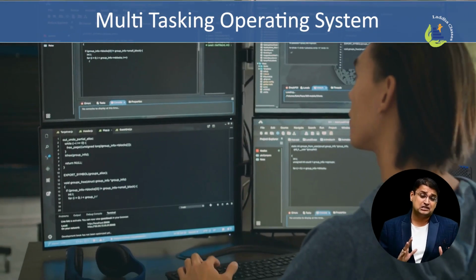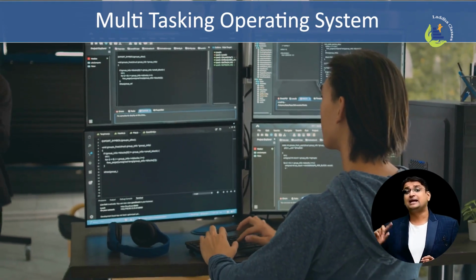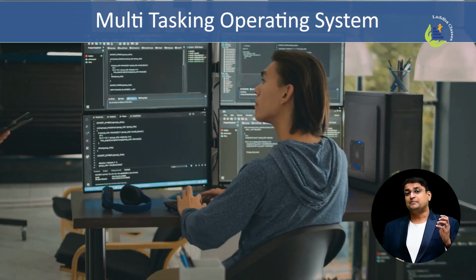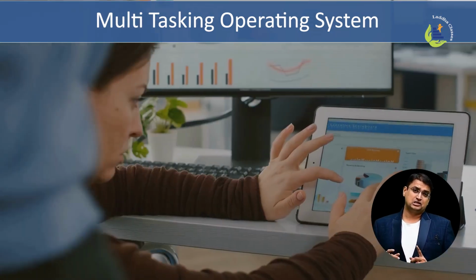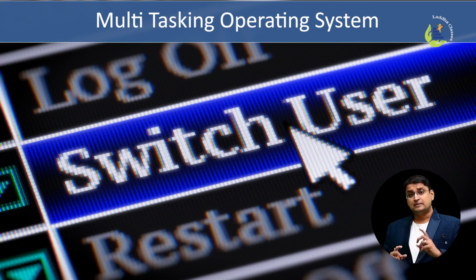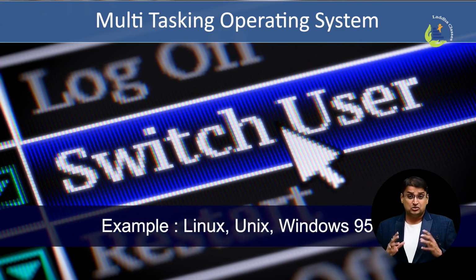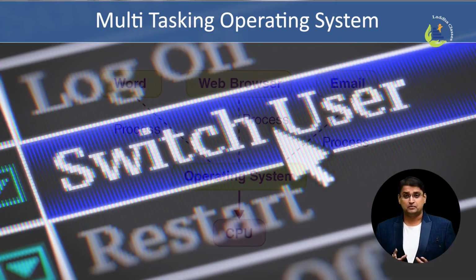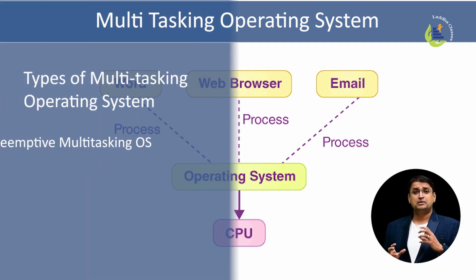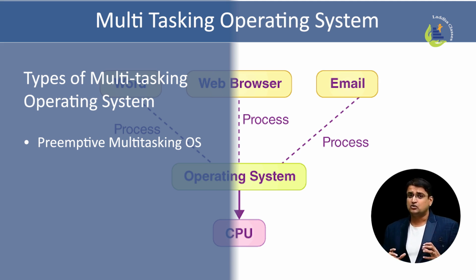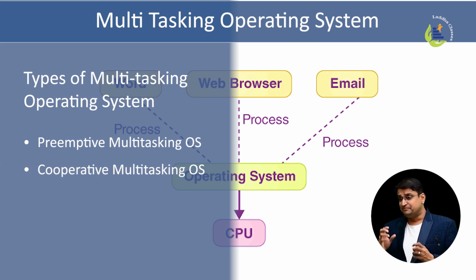Multitasking operating system. In this operating system, more than one process can be executed concurrently. It also allows the user to switch between the running applications. Example, Linux, Unix, Windows 95. Multitasking OS is further classified into two types: preemptive multitasking OS and cooperative multitasking OS.